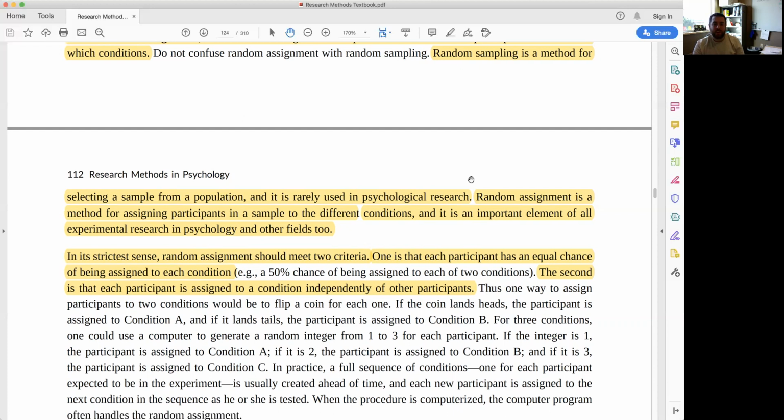Random assignment, on the other hand, is what should be done with every single study that's using a between subject design. So again, it just ensures that participants are randomly placed into their different conditions.